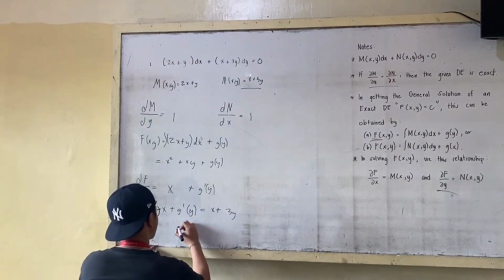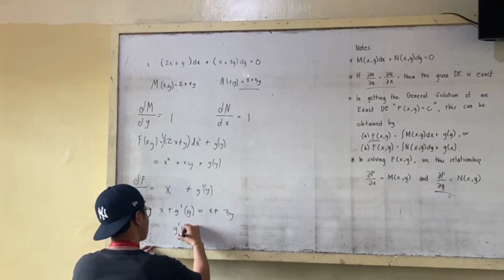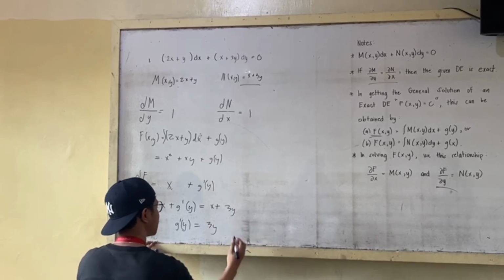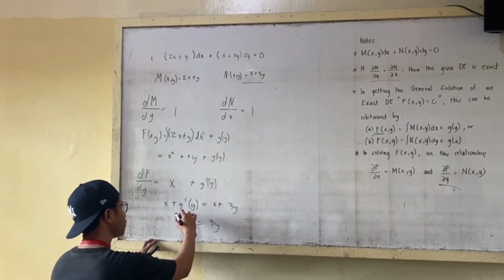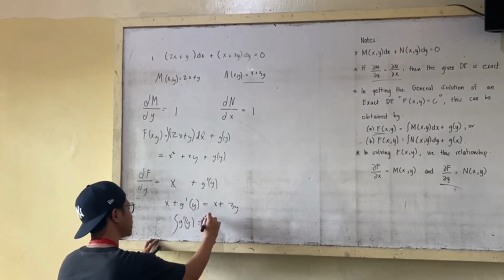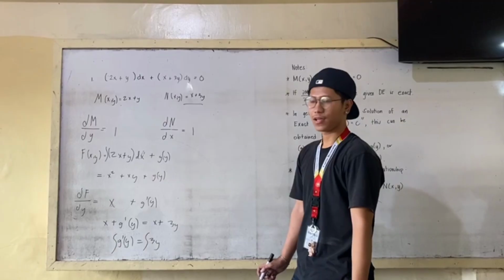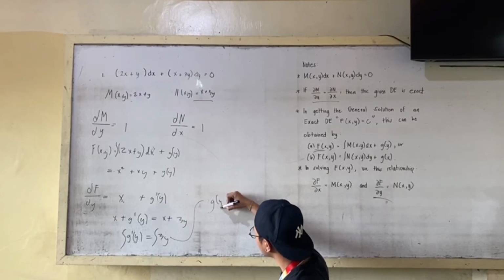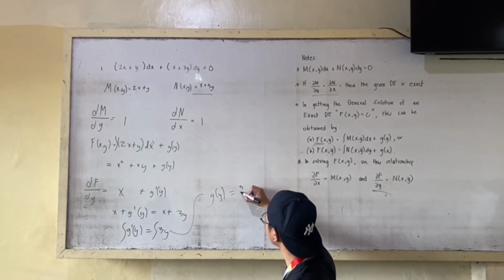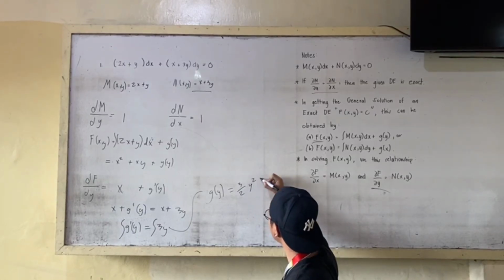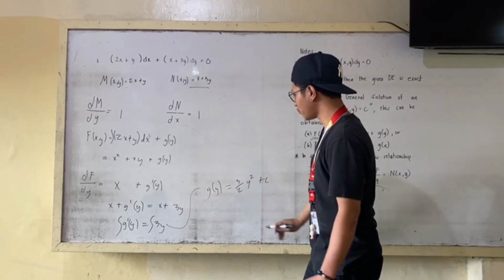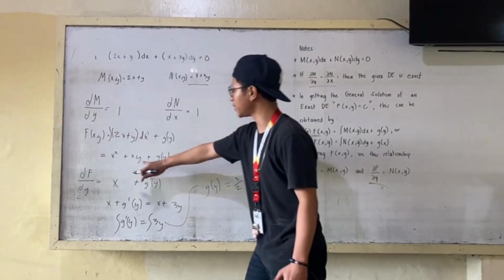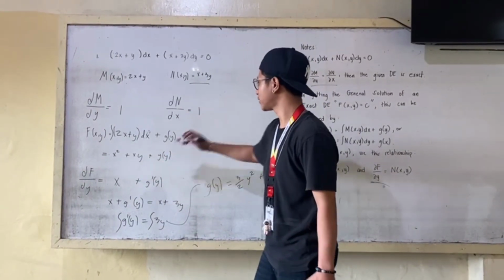The next step is to transpose x into here. So the remaining one is 3y, and you will be integrating these two. And now this will be equal to g(y), which equals 3/2 y squared plus c. So we have our value of g(y), and we'll be plugging it in here.